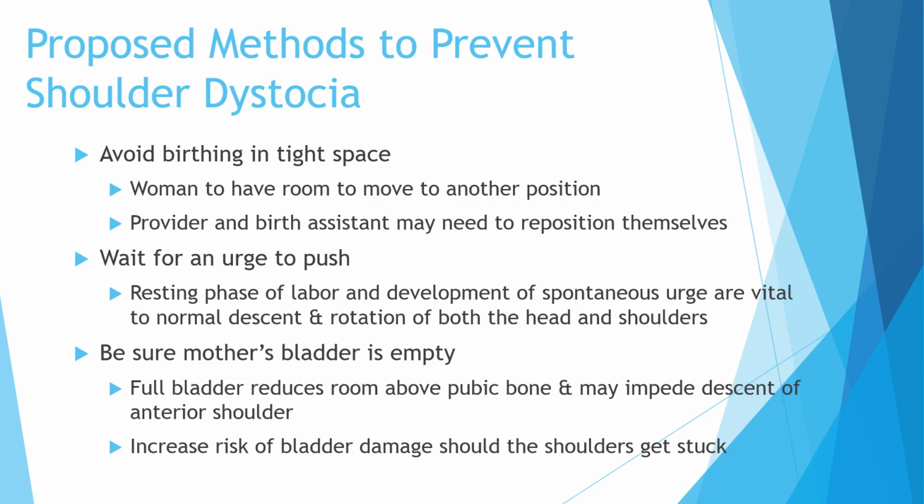Proposed methods for preventing shoulder dystocia. Avoid birthing in a tight space when there's not as much room to move around. It makes it harder for the care provider to reposition the mom, especially if you have a tub and it's a small apartment. You have to be really considerate of the space around you, how much equipment is there, how much furniture.